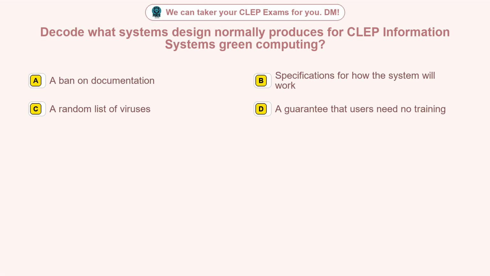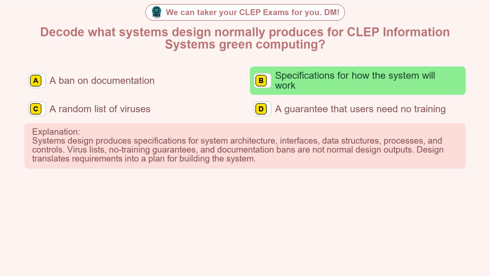Option A. A ban on documentation. Option B. Specifications for how the system will work. Option C. A random list of viruses. Option D. A guarantee that users need no training. The correct answer is option B. Specifications for how the system will work.